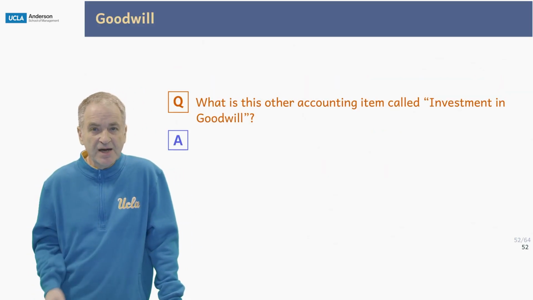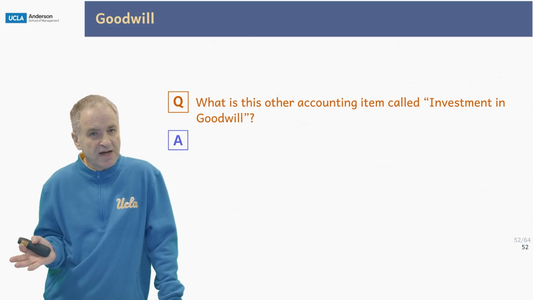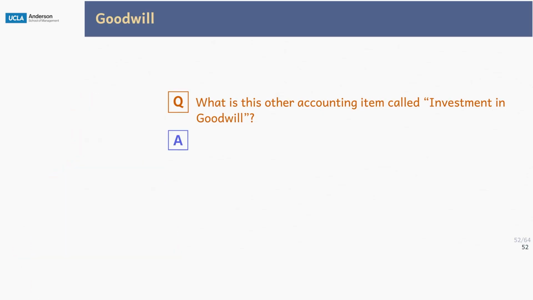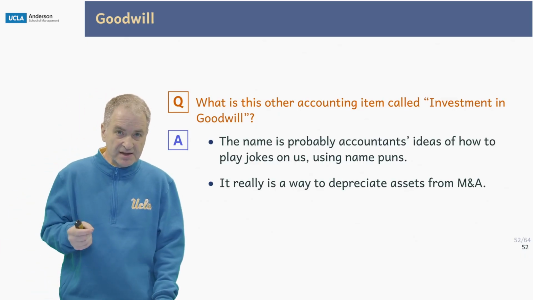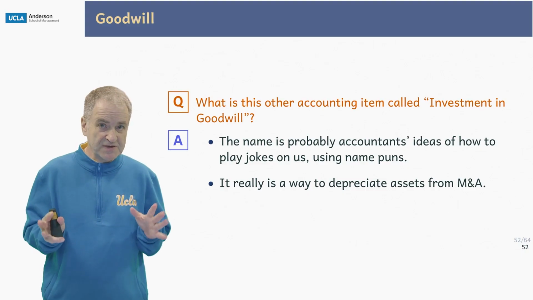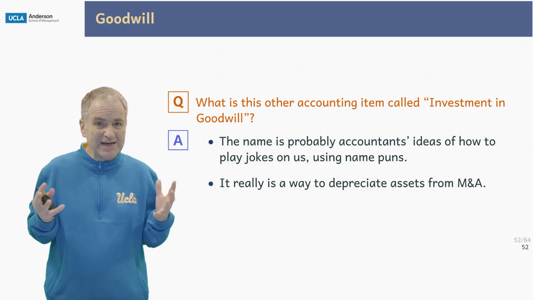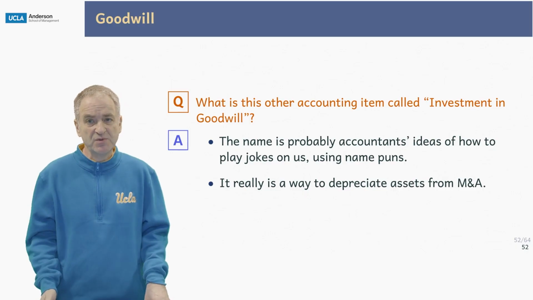There's another big item in many accounting statements called investment in goodwill. What is that? Please pause this video now, answer the question on a piece of paper, and then continue. That's the accountant's idea of a joke. They're playing a joke on us. They are using name puns. What it really is, is a way to depreciate assets from mergers and acquisition activity.